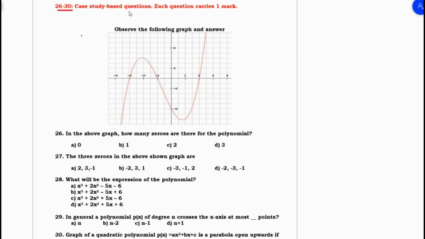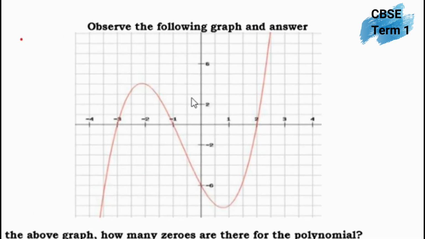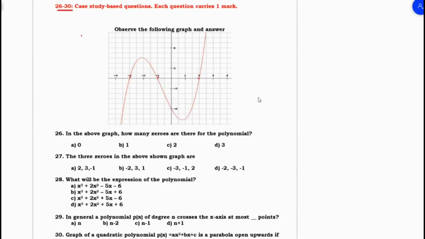26th to 30th questions are case study based questions and each question carries 1 mark. These are questions from polynomials. Observe the following graph and answer. Before answering the questions, we'll see what the zeros of the polynomial in the graph are. Zeros of the polynomial are nothing but the x coordinates of the points where this curve, or sometimes a parabola or straight line, intersects the x axis. In this question, the curve intersects the x axis at 3 points, namely -3, -1 and 2. Therefore, these 3 points are the zeros of the polynomial. As it intersects at 3 points, it is a cubic polynomial.